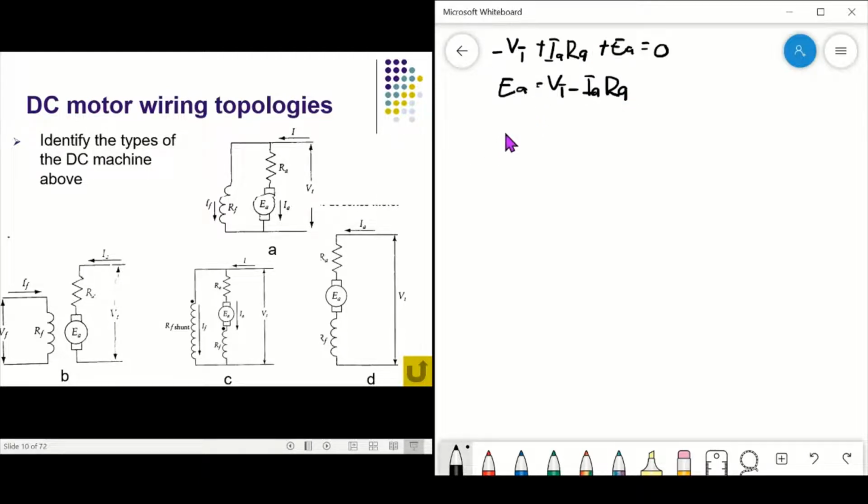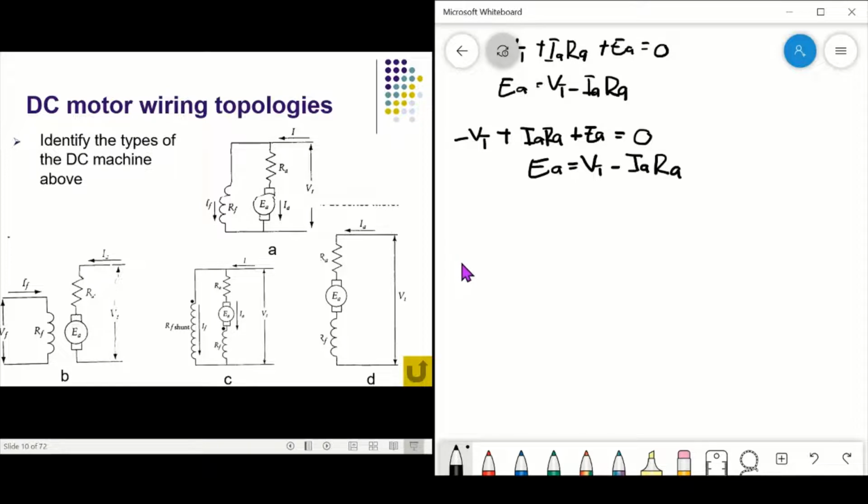For figure B, the separately excited DC motor: minus VT plus IA RA plus EA equal to 0. So EA equal to VT minus IA RA.